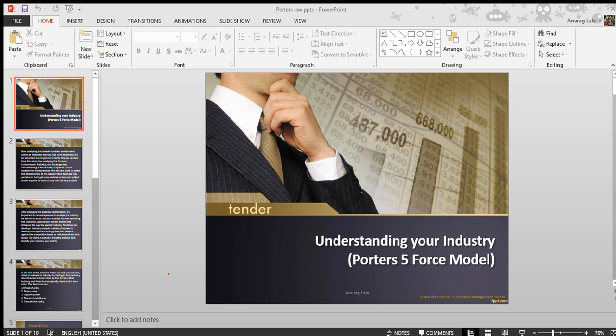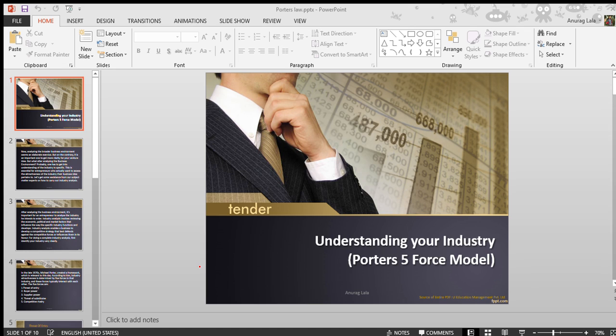Then P is political. Political decision means what? All the decisions on political matters that may affect your business come in the political dimension of the business environment. And last is the T, which is known as technological. Technological means the technological innovation and improvement that may affect your business to a wider extent.